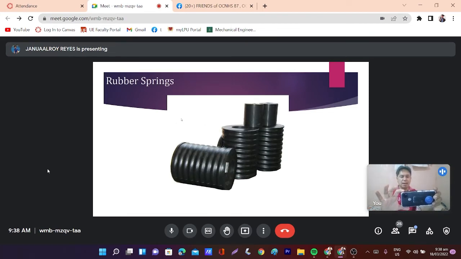Saan ginagamit yung rubber spring? Para sa mga vibration po. Vibration absorber, no? Vibration damper, shock absorber, di ba? Opo. Instead of metal spring, spring na rin na rubber. Kasi ma-absorb niya rin yung mga shock, no? Yung mga shock, yung mga load. Okay? Next.